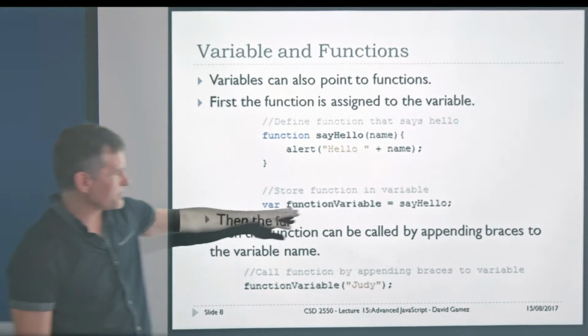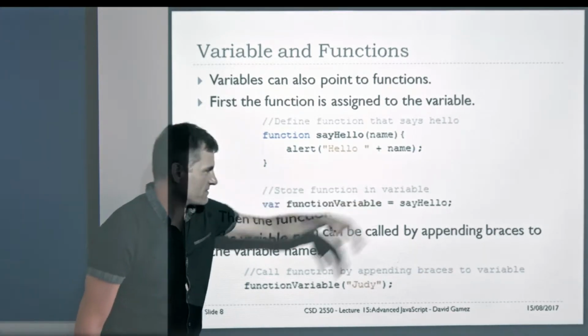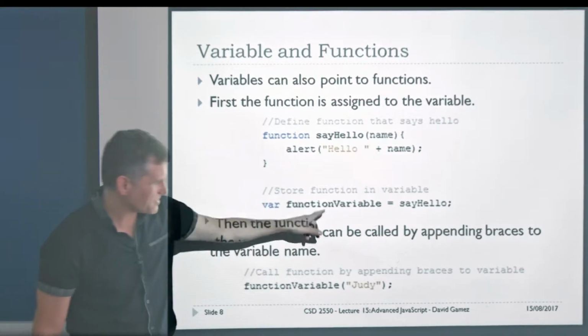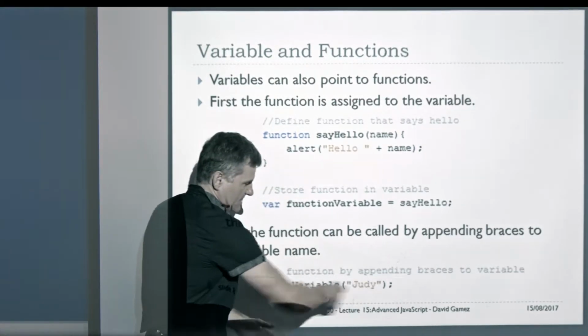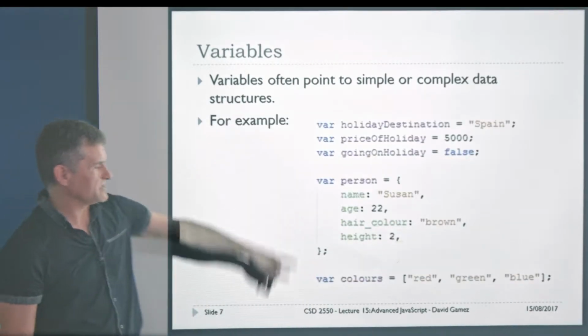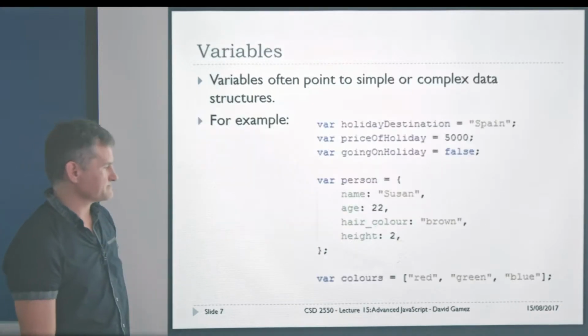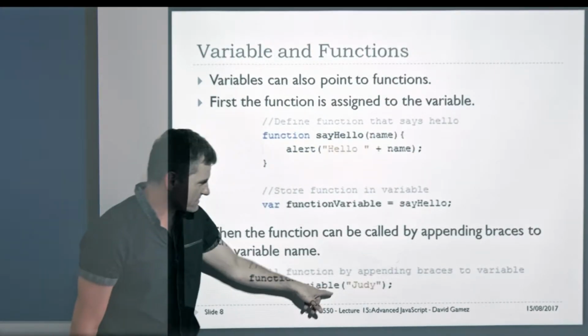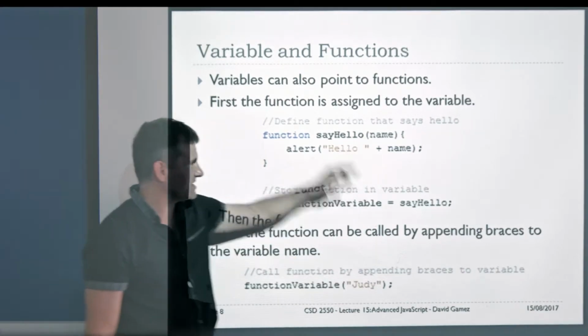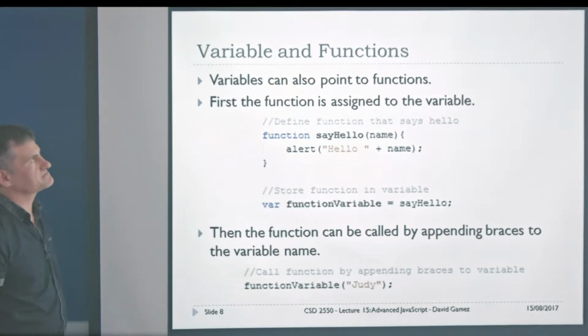So now we can actually call the function that this variable is pointing to. It's pointing to say hello. To call that function, we just use the same syntax, the same round braces, and pass the argument in exactly the same way that we did back here. We just call the function variable, which is pointing to the function, put the braces, pass the argument in, and then it'll do exactly the same thing.